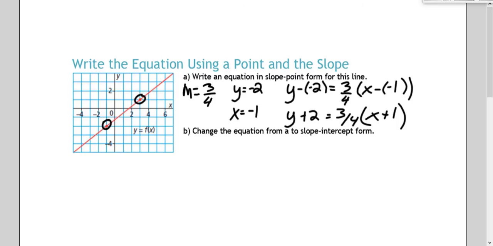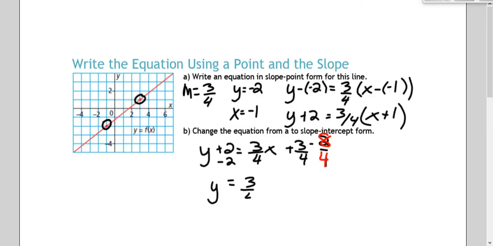Now change this to slope-intercept form. This will help us figure out what the y-intercept is. So y plus 2 is equal to 3/4 x plus 3/4. So I distributed that. Subtract 2 over 1, which changes to 4 over 4 and 8 over 4. So y is equal to 3/4 x minus 5/4. Okay.